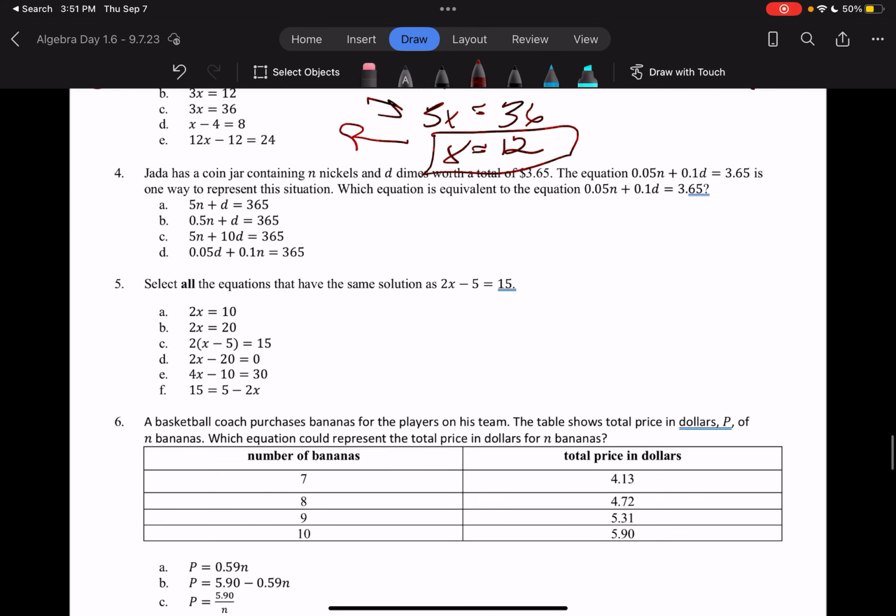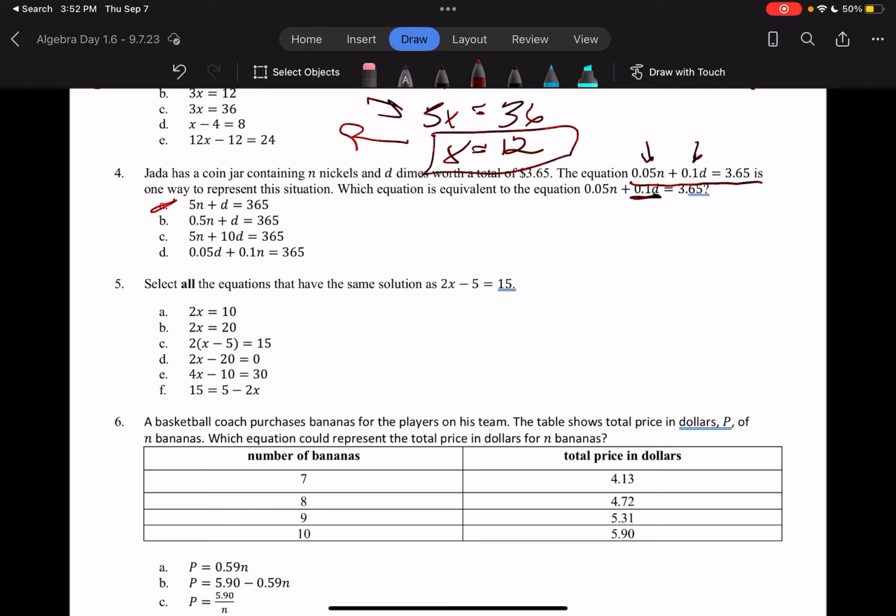Number 4, Jada has a coin collection with nickels and dimes, and it totals $3.65. It's giving you this equation, right, because a nickel is 5 cents and a dime is 10 cents. And so it says which equation is equivalent to this equation. All right, so we need to look and see what did they do to each one of these. So for letter A, it looks like they multiplied by 100 to get 5. But if you multiply 100 by the entire thing, we would get a much bigger number for this. We would get 10D instead of 1D. And so that one does not work.